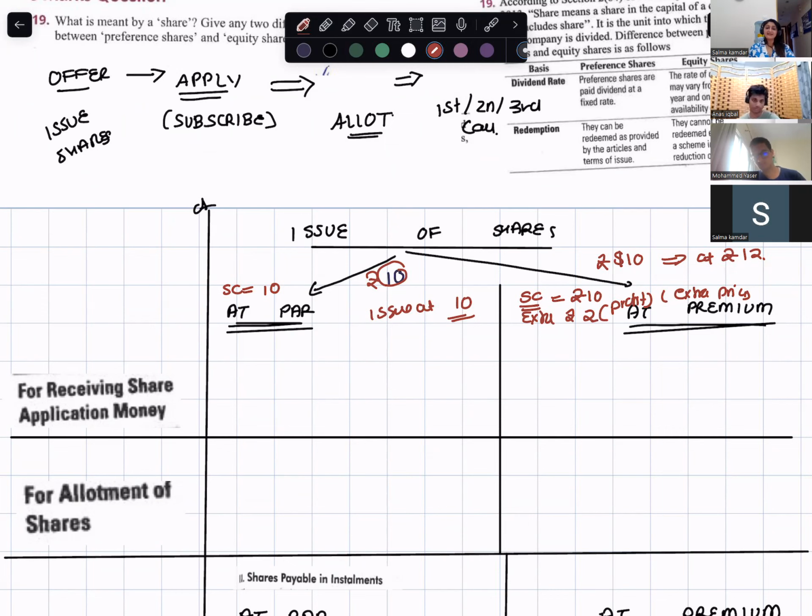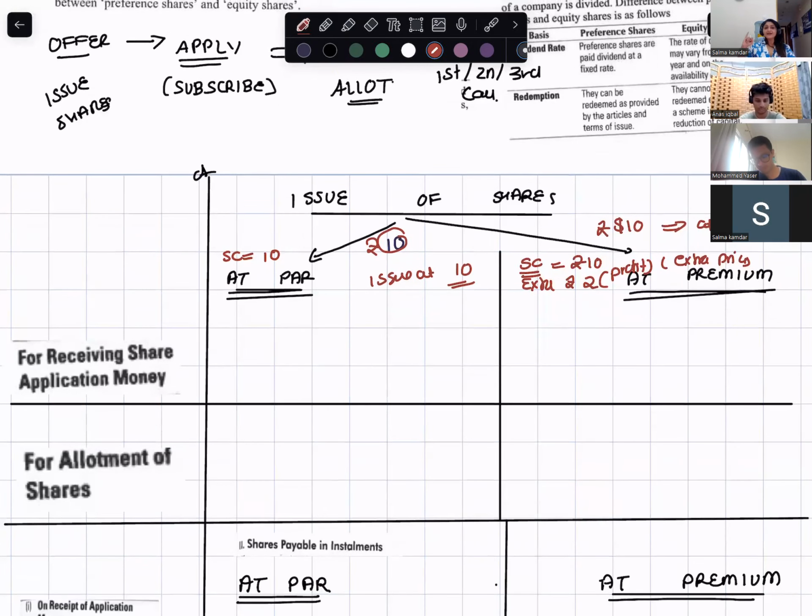So I have ways that I can issue shares. I can issue shares at par. I can issue shares at premium. I can also issue them at discount. That's not an issue. But under any of the three circumstances, the money that will go to share capital will always be 10, the face value. Are you with me?